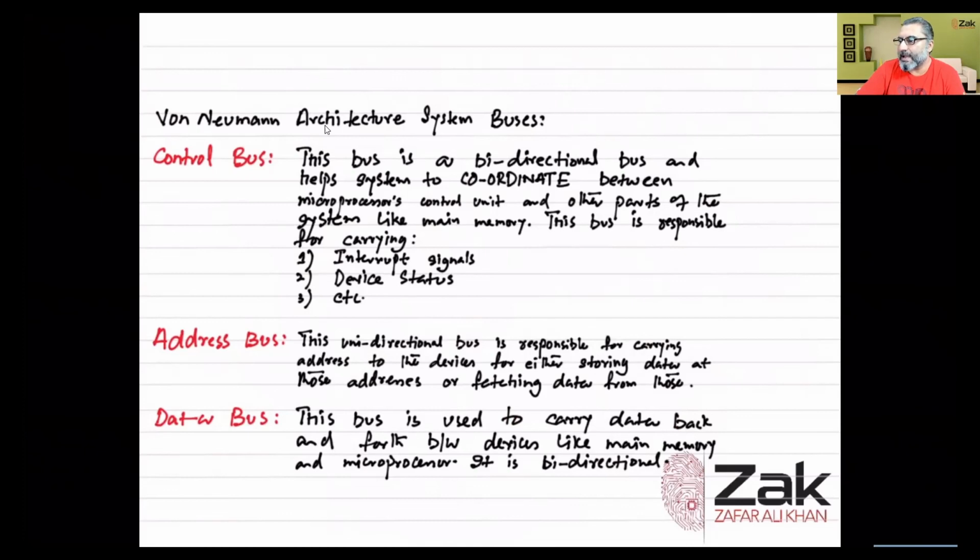This bus is used to carry data back and forth between the microprocessor and the other parts like RAM, IAS.